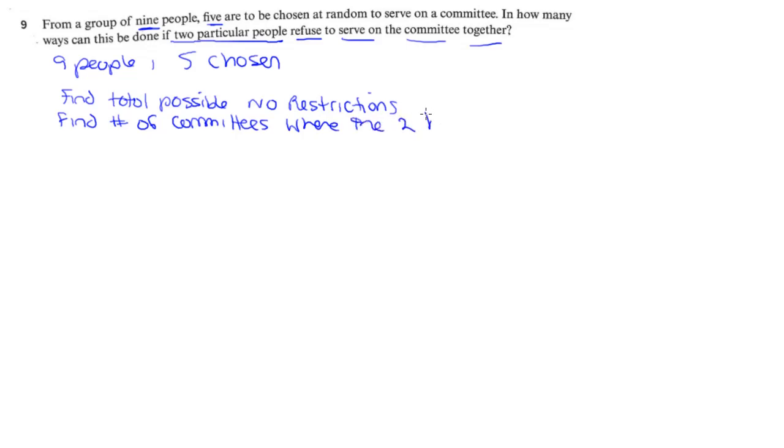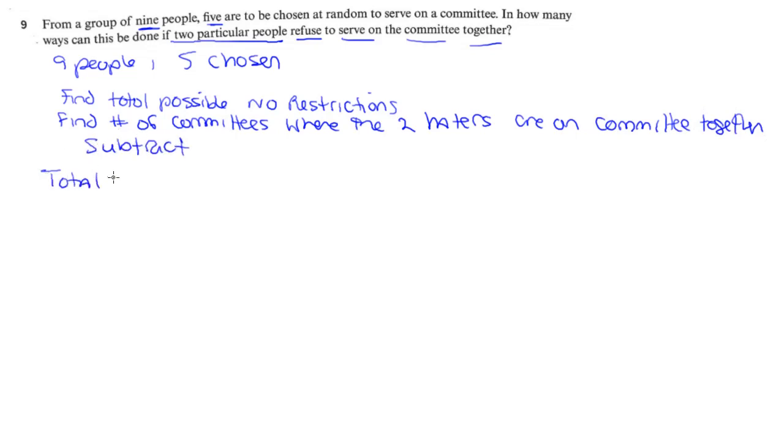And all we're going to do for that is 9 choose 5. And when we do 9 choose 5, we're going to find out that there are 126 committees. Now what we need to do is find the number of committees that have both our haters on them. So we've got hater number 1 and we've got hater number 2.